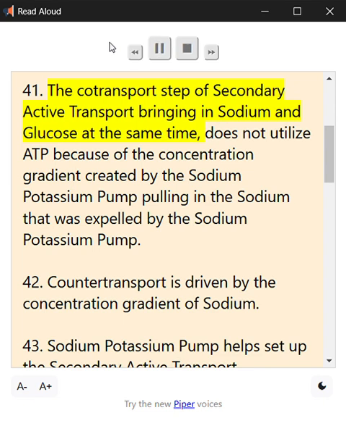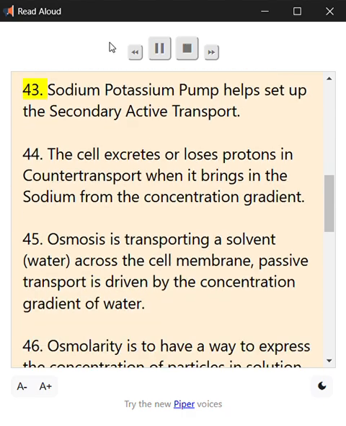The co-transport step of secondary active transport, bringing in sodium and glucose at the same time, does not utilize ATP because of the concentration gradient created by the sodium-potassium pump pulling in the sodium that was expelled by the sodium-potassium pump. 42. Countertransport is driven by the concentration gradient of sodium. 43. The sodium-potassium pump helps set up the secondary active transport. 44. The cell excretes or loses protons in countertransport when it brings in the sodium from the concentration gradient.